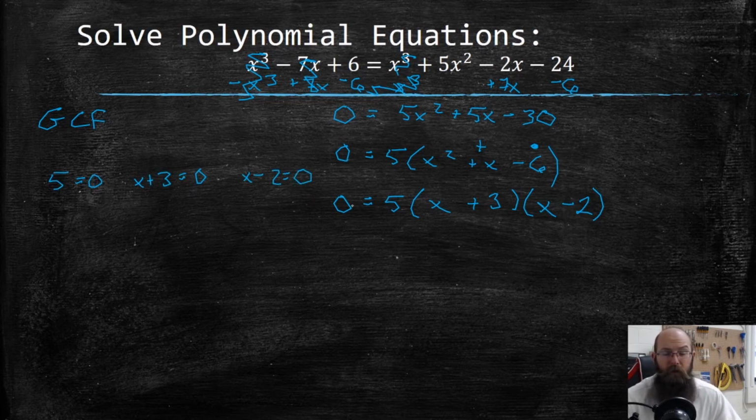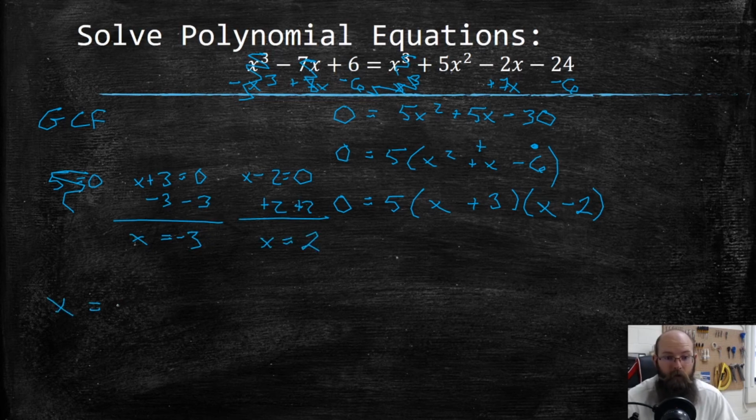Then I have to solve each piece. Well, first off, does 5 equal 0 ever? No. So that doesn't provide me with any zero. It just doesn't. Then I subtract this 3 over. x equals negative 3. Then I add this 2 over, and I get x equals 2. So I have two real roots, in fact, a negative 3 and a 2. Not too bad, right? Let's go on and look at our next example.